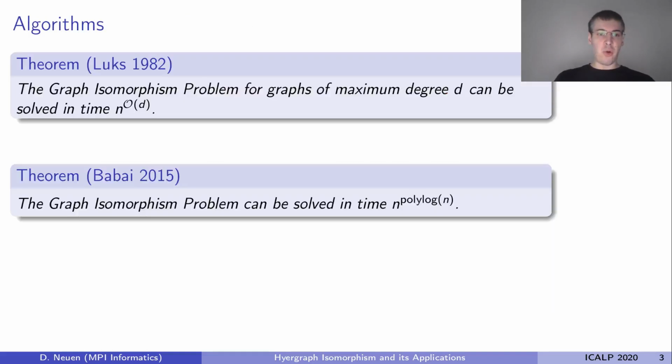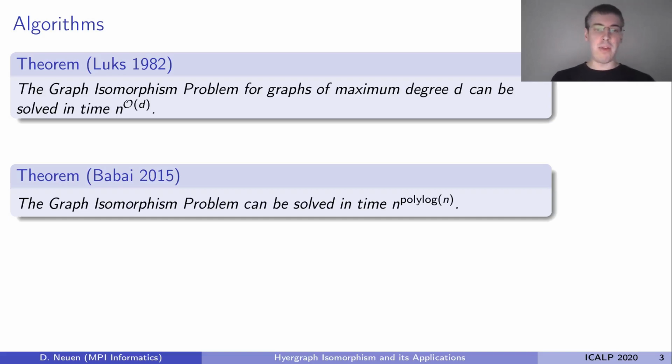So in particular, the following two algorithms are the starting point for our work. The first algorithm is Luks's polynomial time isomorphism test for graphs of maximum degree d. It solves the graph isomorphism problem for this class in time n to the O of d. And for research on graph isomorphism, this algorithm had a huge impact because it was the first algorithm that introduced techniques from group theory in a really advanced manner to the algorithmic framework tackling the graph isomorphism problem.